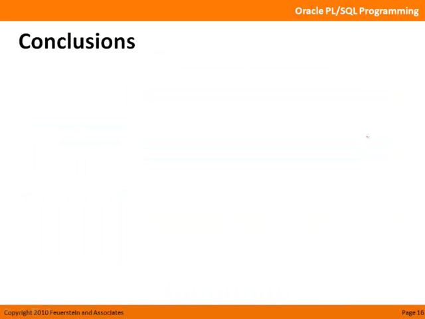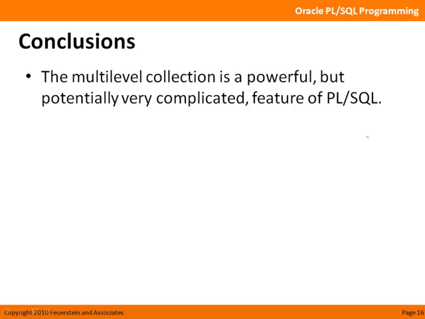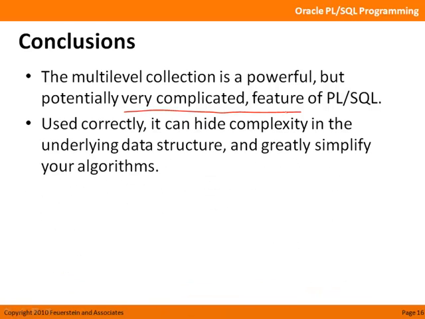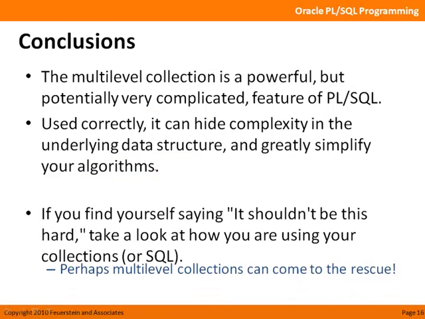Draw some conclusions. The multi-level collection is a powerful but obviously very complicated feature. The more levels of nesting, the bigger the headache you will have trying to understand how to do the nesting and then write the code for it. But used correctly, it can hide complexity in the underlying data structures and simplify your algorithms, your code. So get the database design right. That can be complicated, but also usually fairly straightforward, certainly if you're used to normalizing database tables. And then the resulting code is much, much simpler to write and certainly simpler to maintain.